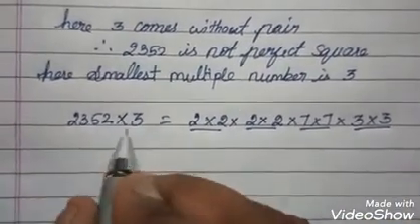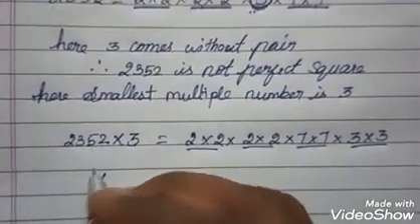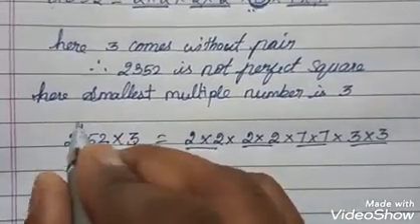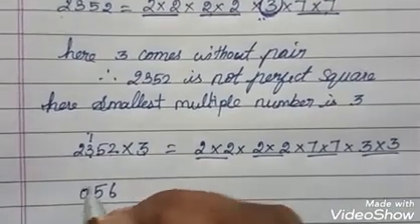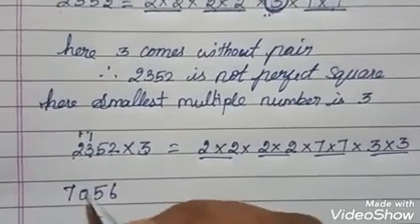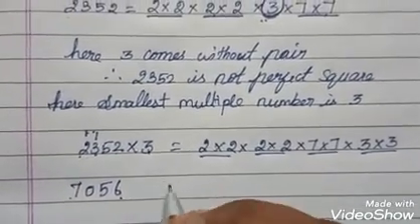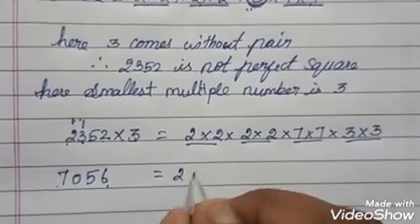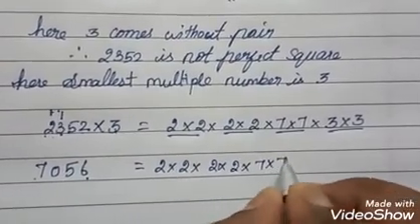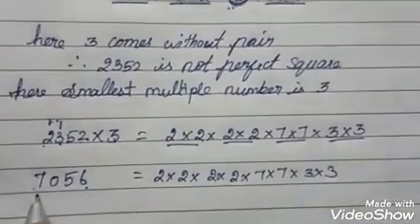Just you multiply this by 3. 3 2s are 6. 3 5s are 15, 5 carry over 1. 3 3s are 9 plus 1, 10. 10 means 0 carry over 1. 3 2s are 6 plus 1, 7. So the new number is 7056. Okay, so the pairs seem to be 2 into 2 into 2 into 2 into 7 into 7 into 3 into 3. So these are the factors for 7056.